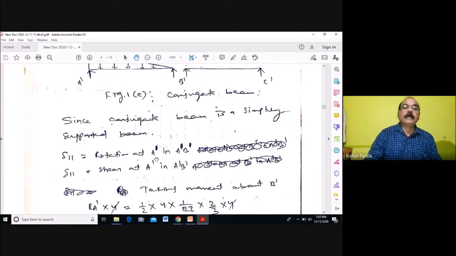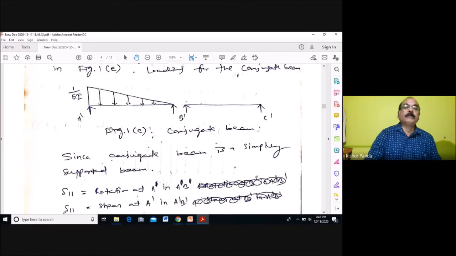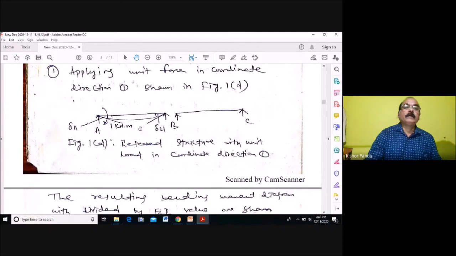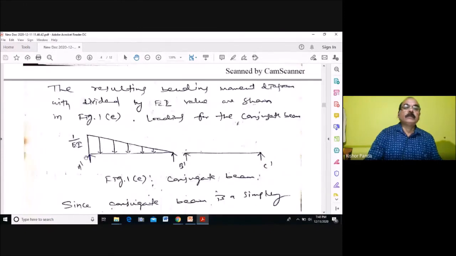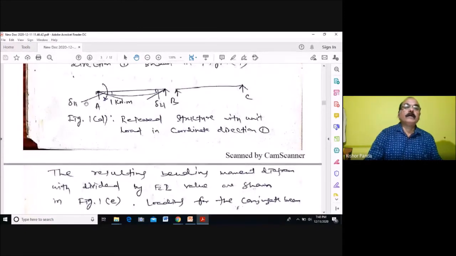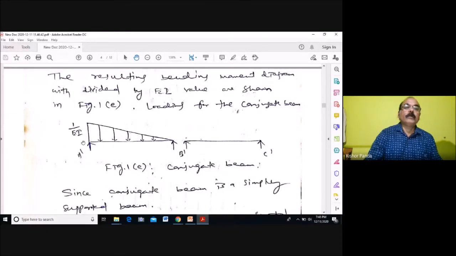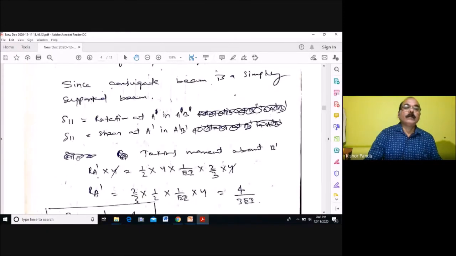So you have to find out the rotation at A in AB. This is AB, the real beam, and this is the conjugate beam. You have to find out delta 1. So delta 1 is equal to the shear force at A dash. Delta 1 is equal to the rotation at A in AB, which is equal to the shear at A dash in A dash B dash.